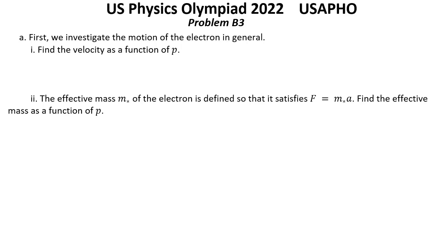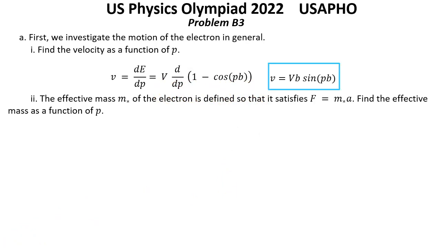Solution for question A. First, we investigate the motion of the electron in general. First, find the velocity as a function of P. Solution. Using the provided identity, we have V equals dE over dP, and using the expression for energy, we have this formula. We need to take the first derivative, which will get us the formula V equals V b sine Pb. That was the solution for the first one.